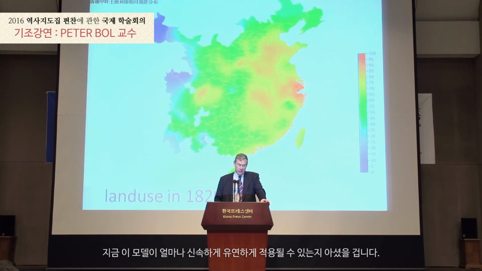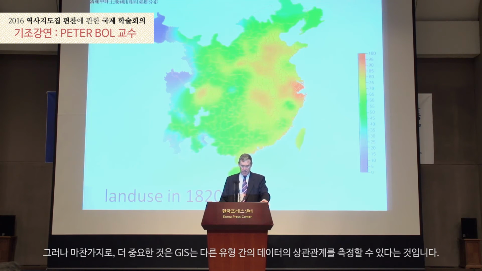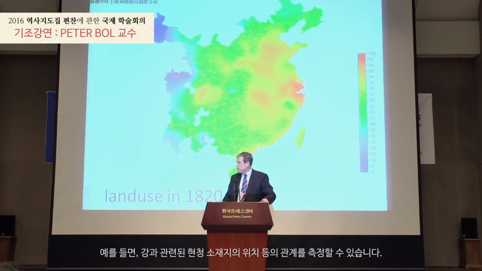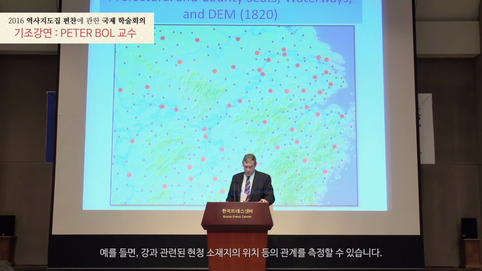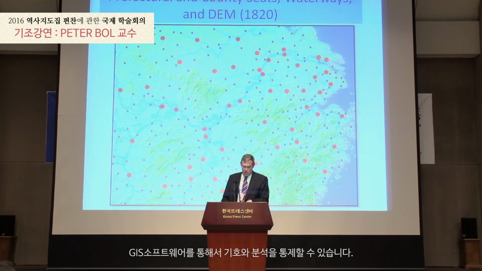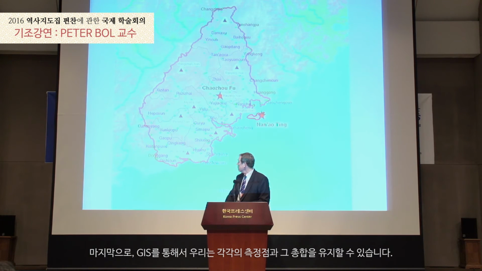You can see immediately the flexibility this gives us. We can choose what to highlight according to our interests, but you can also see, and more importantly, that GIS allows us to measure the correlations between different kinds of data. For example, where the prefectural seats are relative to rivers. GIS software gives us control over symbology and analysis. Finally, with GIS, we can keep the individual data points and the aggregations.